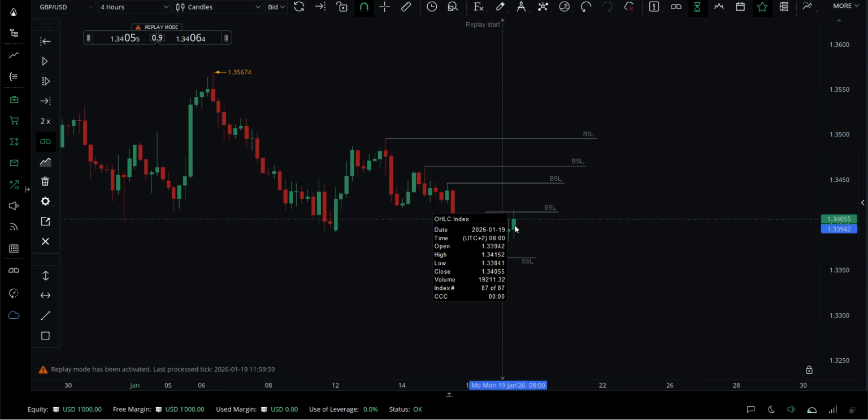This is at the time of the 8 o'clock 4-hourly candle formation. We can notice that price wicked through this area of buy side liquidity. It didn't hit any premium array. That means that according to the model we use, we are going to go down to the 15-minute chart and identify a discount array around that area for entry going into higher prices.